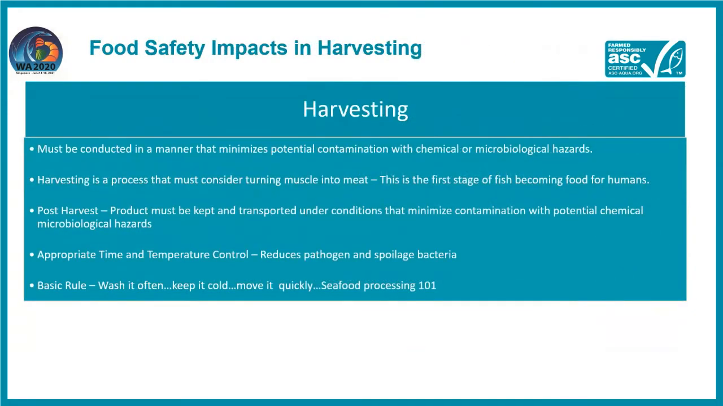Harvesting of farm fish and crustaceans and other aquatic products must be conducted in a manner that minimizes the potential from chemical or microbiological hazards. After harvest, the fish must be held, packed and transported under conditions that further minimize the potential for contamination. Appropriate time and temperature control are essential to minimize proliferation of microbial pathogens and spoilage organisms. Essentially, seafood must be treated according to 3 rules: wash it often, keep it cold, and move it quickly.